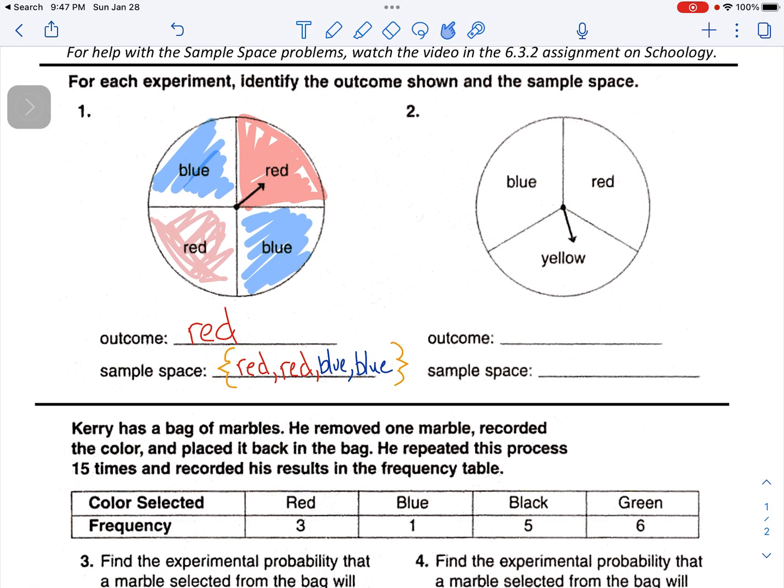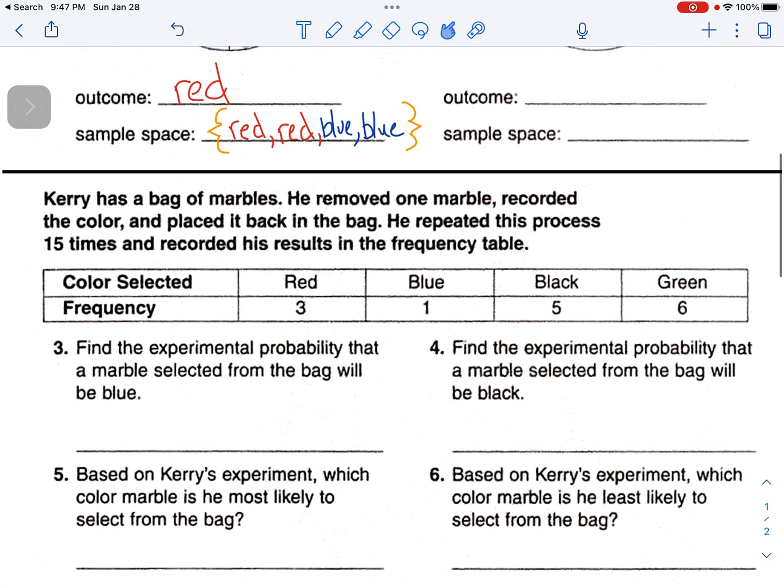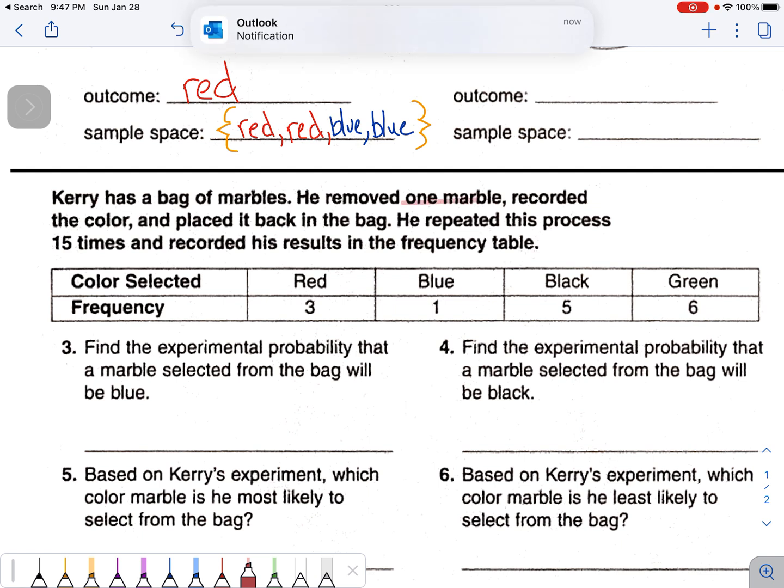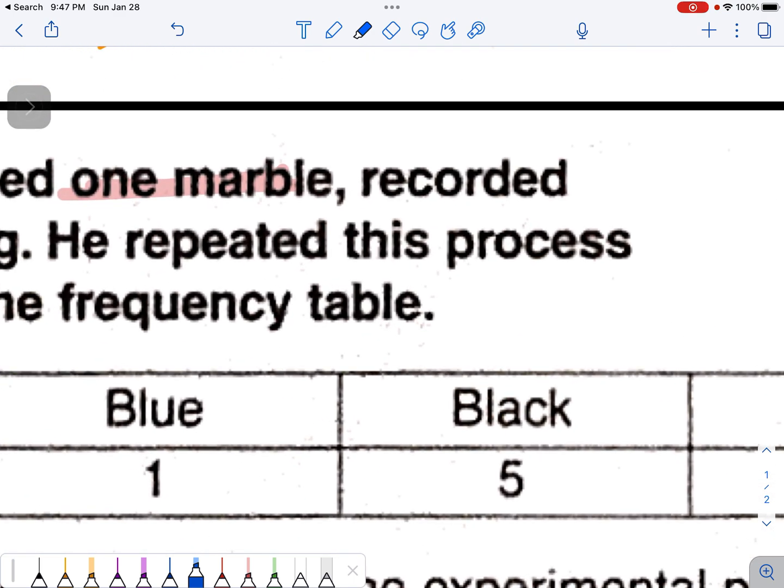All right, down below, Carrie has a bag of marbles. He removed one marble, recorded the color, and put it back in the bag. He repeated this process 15 times and recorded his results in the frequency table. All right, so this word frequency just really means how many times did it happen? How many times?